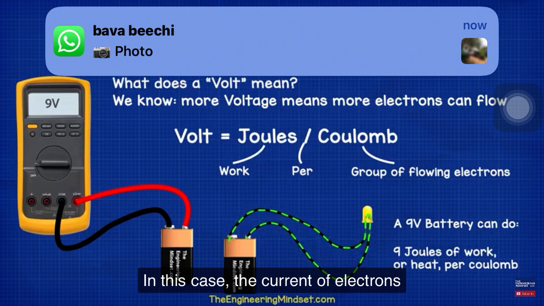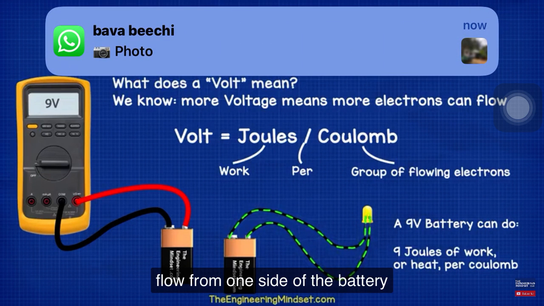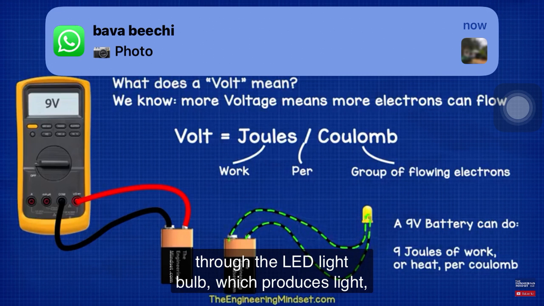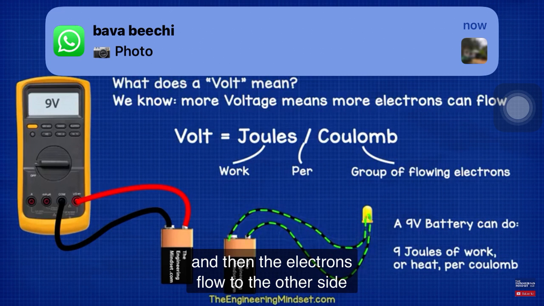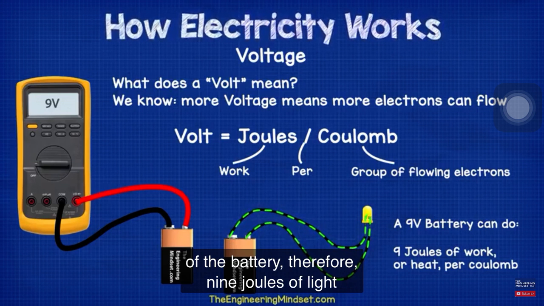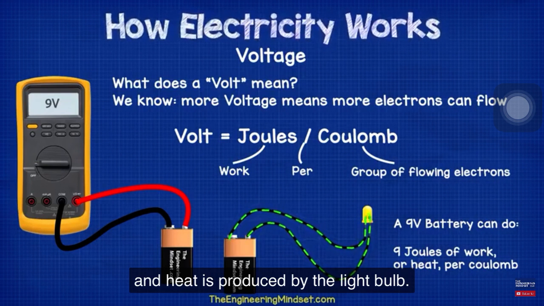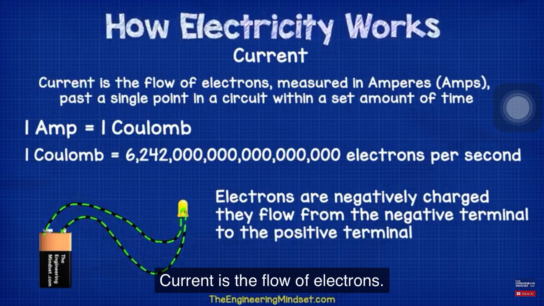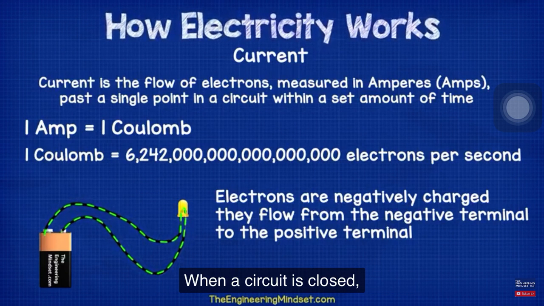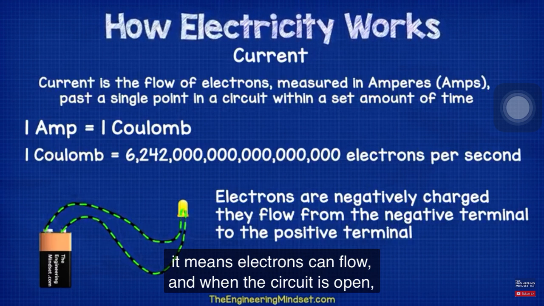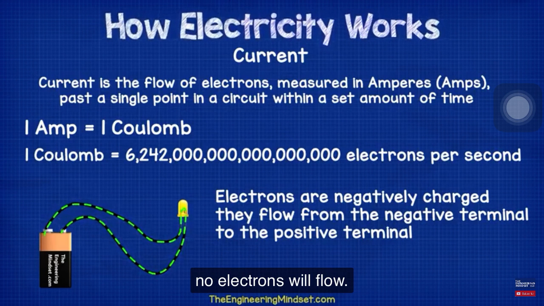In this case, the current of electrons flow from one side of the battery through the LED light bulb, which produces light, and then the electrons flow to the other side of the battery. Therefore, 9 joules of light and heat is produced by the light bulb. Current is the flow of electrons. When a circuit is closed, it means electrons can flow, and when the circuit is open, no electrons will flow.